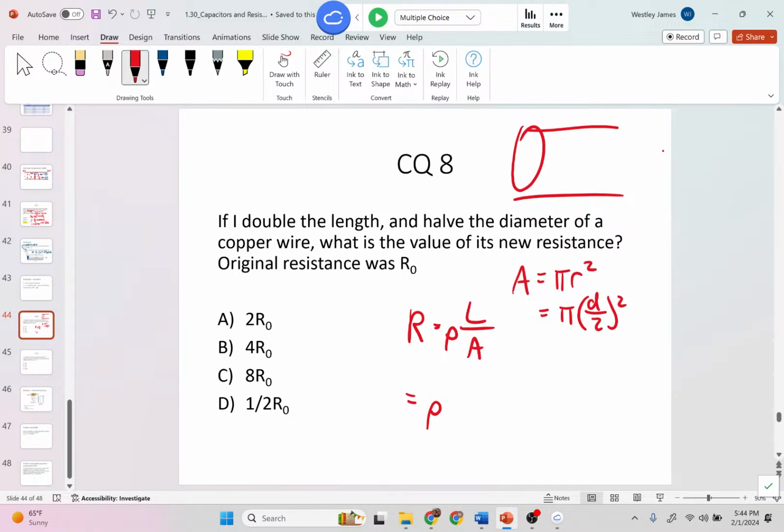Here we are doubling the length. You know what? I'll just write it with everything original. R naught is resistivity times length over pi times d over 2 squared. So R1, my new one, is going to have resistivity, the same material, and double the length.